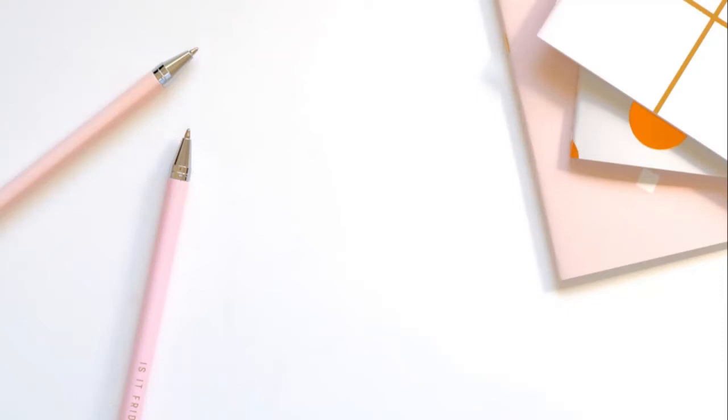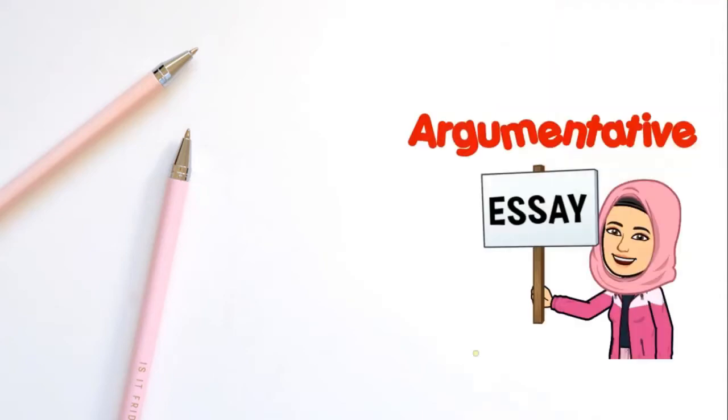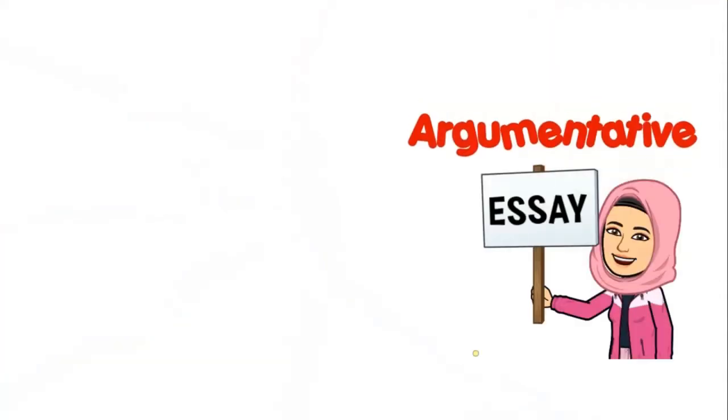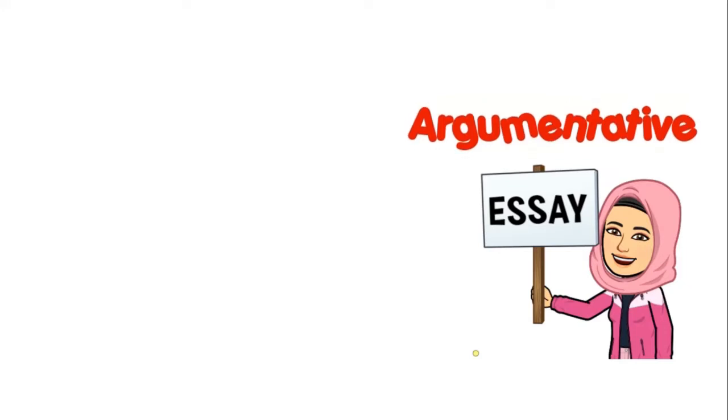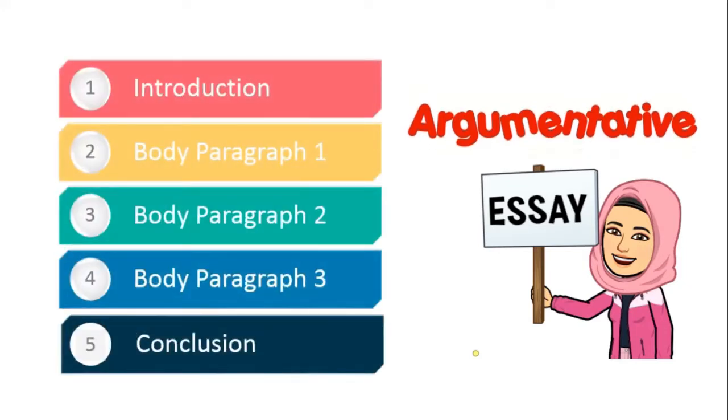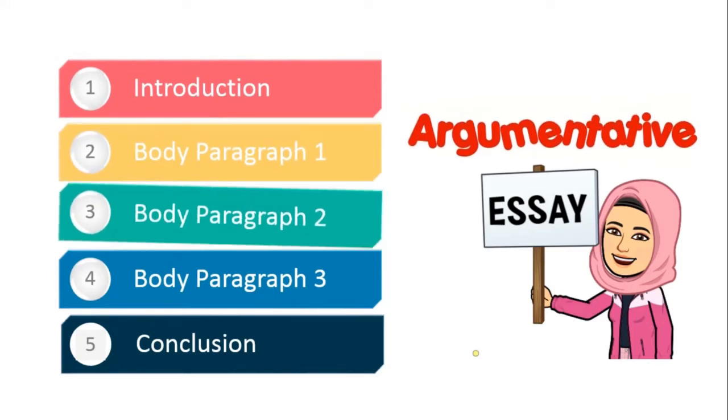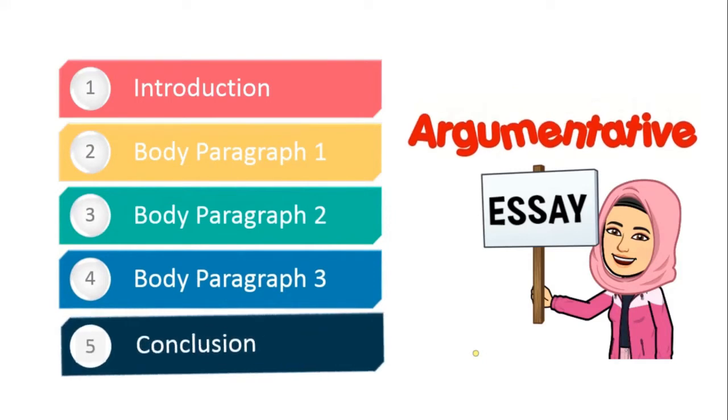Hello everyone, this video is going to be about an introduction to the outline of an argumentative essay. Then we will focus on what makes an effective introductory paragraph. Basically, an outline of an effective argumentative essay has 5 paragraphs. The first paragraph would be the introduction paragraph, followed by body paragraph 1, body paragraph 2, body paragraph 3, and lastly the conclusion paragraph.